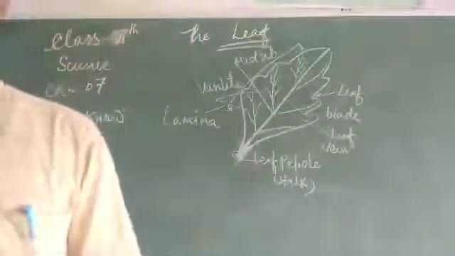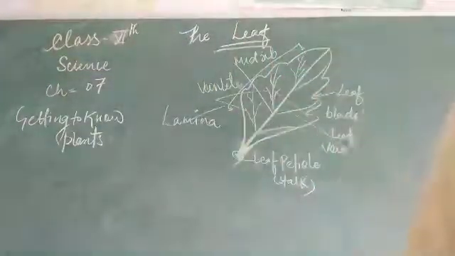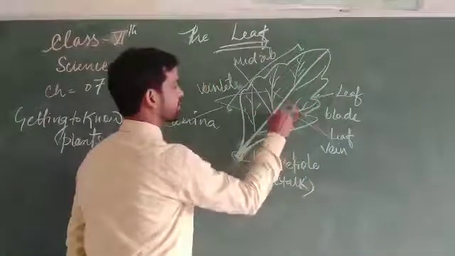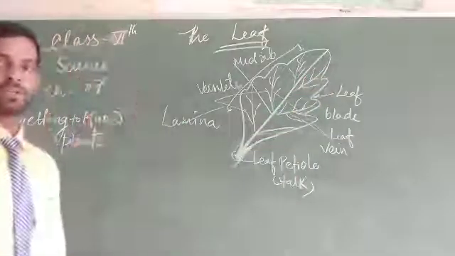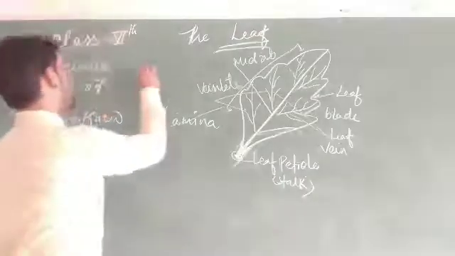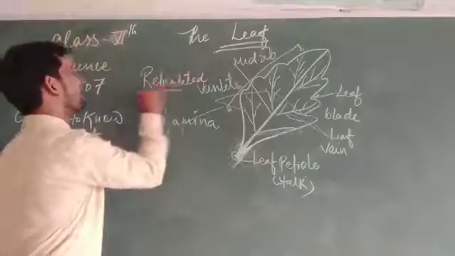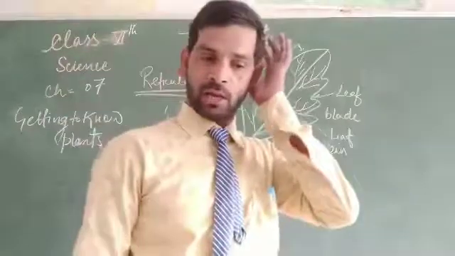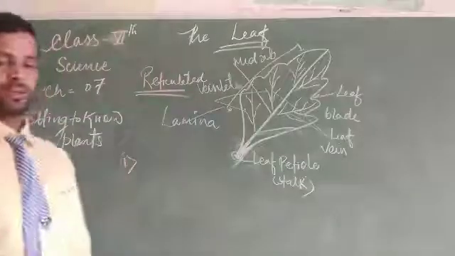Here we can see some of the other parts which we have to discuss. It is a reticulated leaf. How can we know? This is because there is a network-like structure, so it is a type of reticulated leaf. We will discuss the reticulated and parallel types later. The first thing we have to discuss is what the leaf actually is. So on that basis it has to be written.